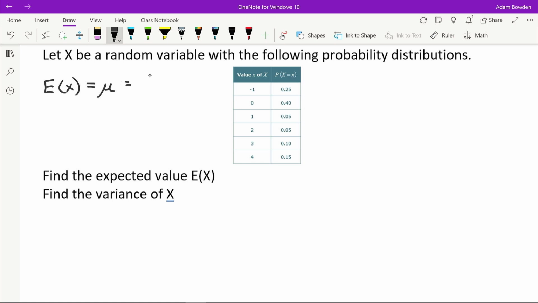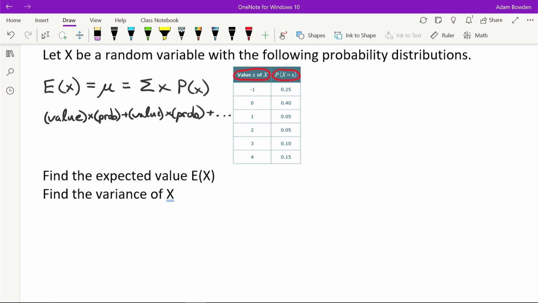And the calculation for that goes the summation x times p of x, where x represents the values here in the first column, and p of x are all the probability values in the second column. Another way of thinking about expected value is we're going to take each value times the respective probability, adding them all together. So value times probability plus value times probability plus, and so on from there.